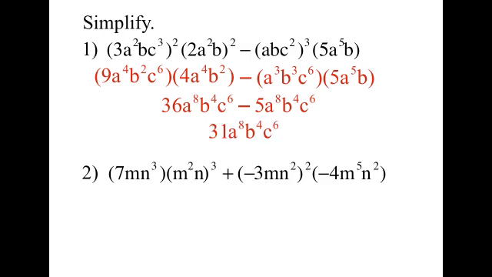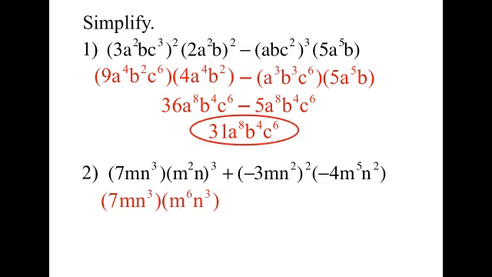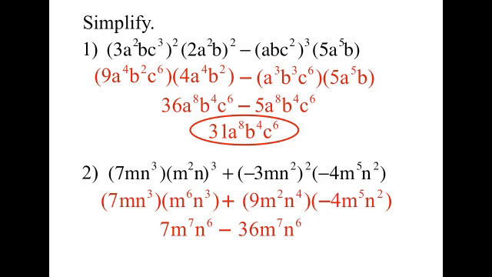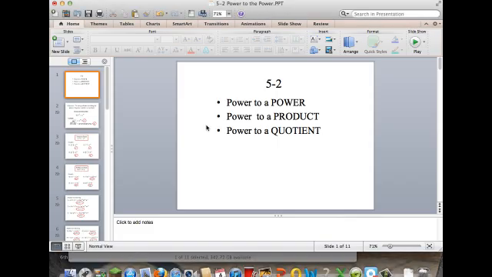Answer is 31, a to the 8th, b to the 4th, c to the 6th. Remember, step 1, we're taking our powers to the power. Step 2, we're multiplying our common bases. And step 3, if they are like terms, meaning each variable has the same exponent, then we can add or subtract the coefficients. And that's the lesson for today.